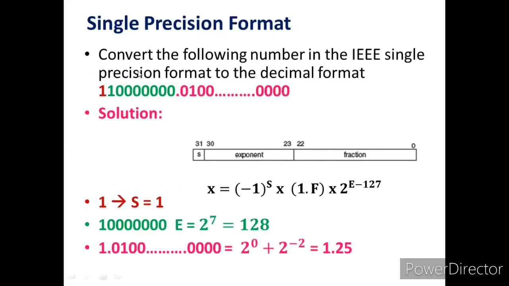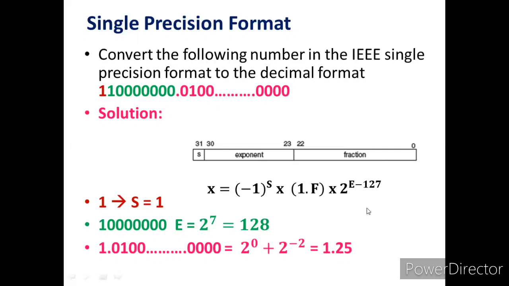Single precision format example: convert the following number in the IEEE single precision format to a decimal number. If you observe, this particular bit is the sign bit, so S is 1. The remaining 8 bits are the exponent term. Since this is the only 1 bit, it is 2 raised to 7, which is 128. The fractional part: 1 is the default representation here, and F is the remaining digits. This one is 2 raised to 0, and the position of this other one is 2 raised to minus 2, so the value is coming as 1.25.